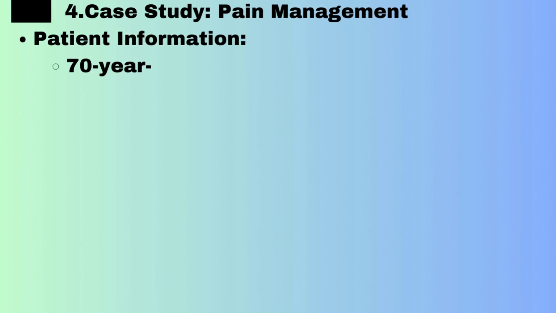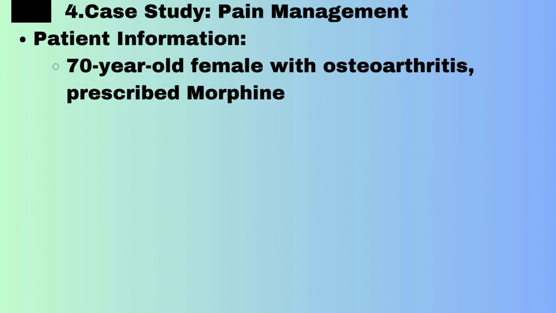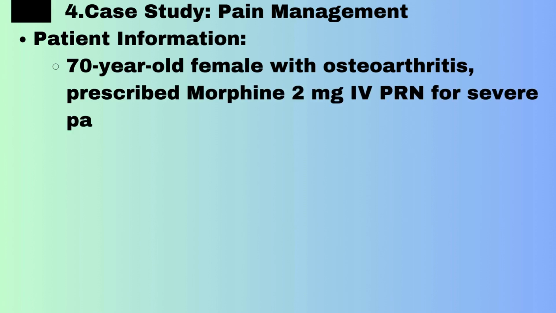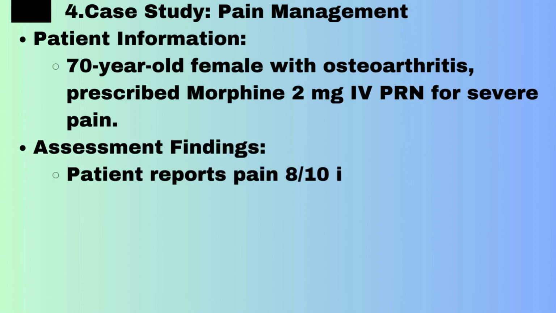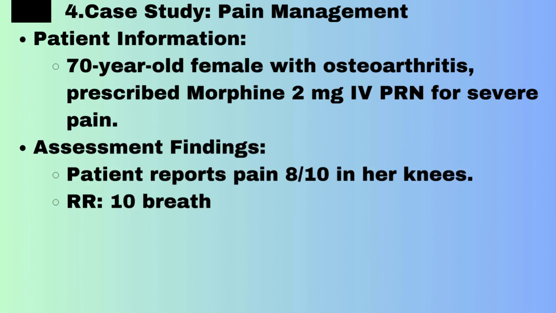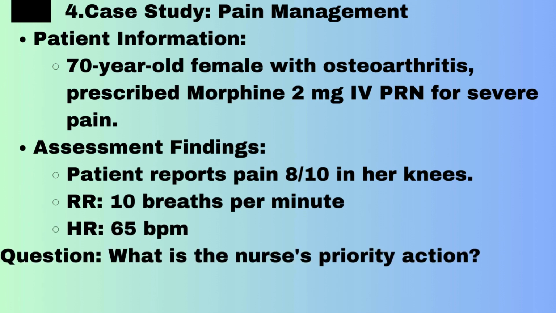4. Case study: pain management. Patient information. 70-year-old female with osteoarthritis. Prescribed morphine 2 mg every 4 hours PRN for severe pain. Assessment findings. Patient reports pain 8/10 in her knees. RR, 10 breaths per minute. HR, 65 BPM. Question: what is the nurse's priority action?